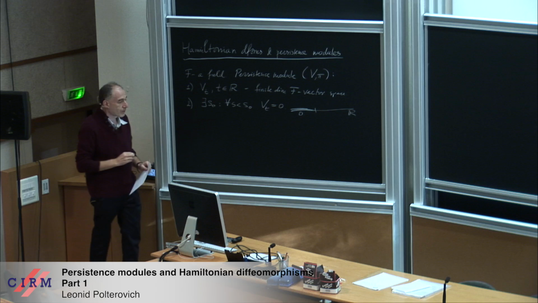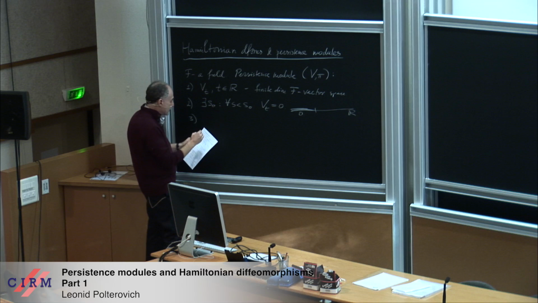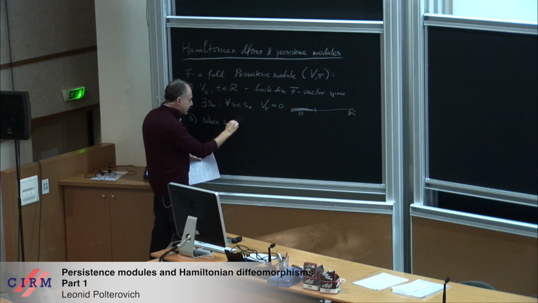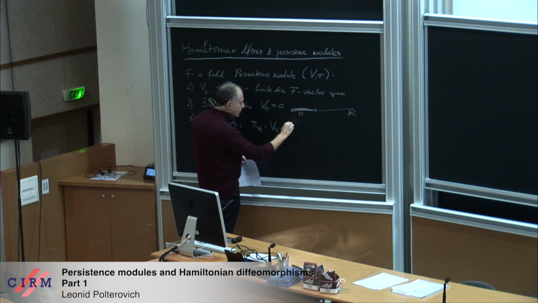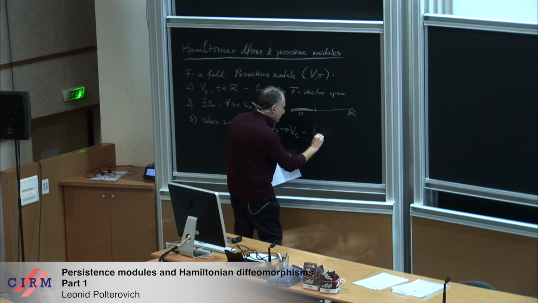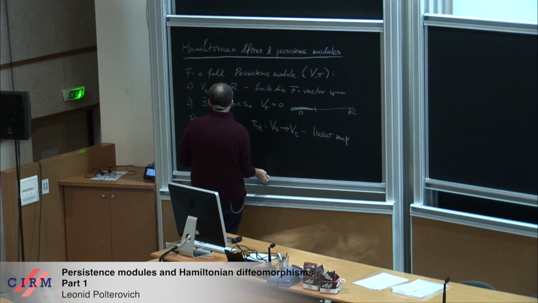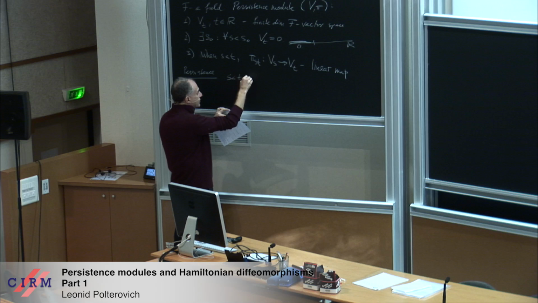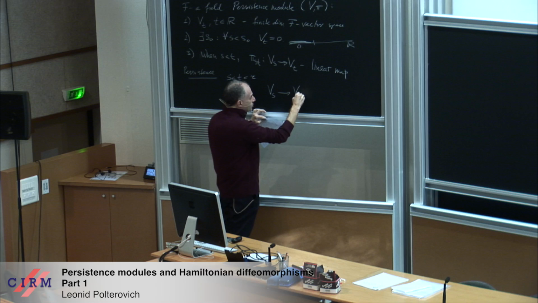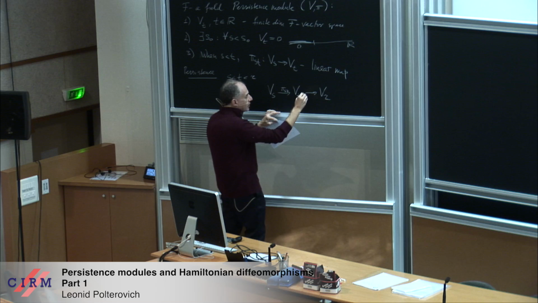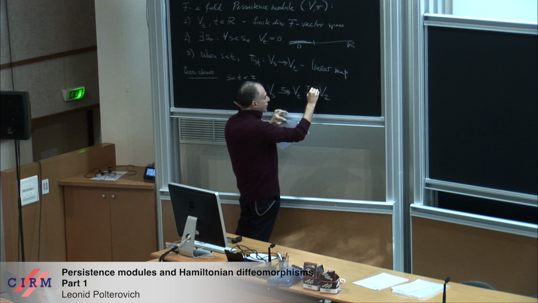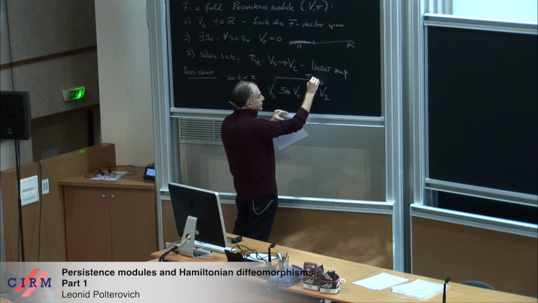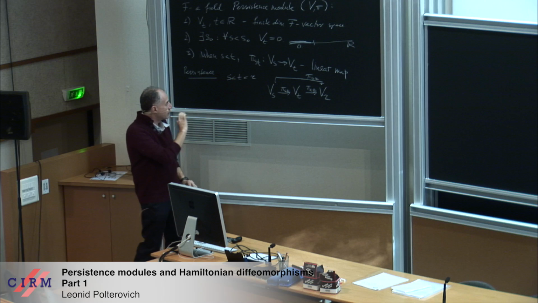Okay? So there will be some more properties, but first of all, what are pi's? So when s is less than t, pi_st from V_s to V_t is a linear map. And we assume this persistence property, which means the following. So if s is less than t less than r, you look at the diagram, V_s goes to V_t goes to V_r. So this is pi_sr and pi_st and pi_tr. So this diagram commutes. Okay? So somehow these morphisms agree one to another.